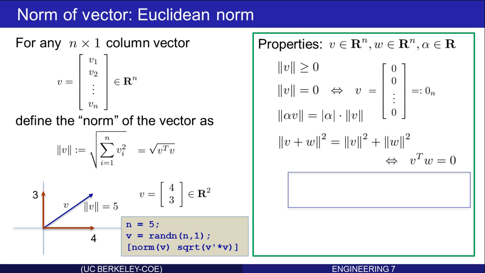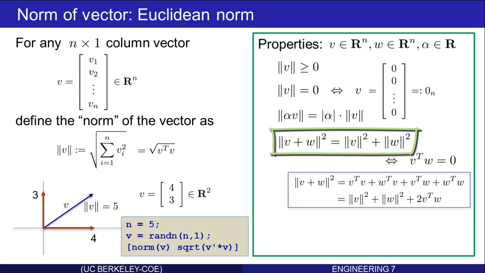The proof of this is quite simple. Take the norm of v plus w squared. What is that? Well, it's v plus w transpose times v plus w. Expand that out into 4 terms. Combine the w transpose v with the v transpose w as 2 terms, and we end up with this. Clearly, the original equality holds if and only if this inner product here is 0.